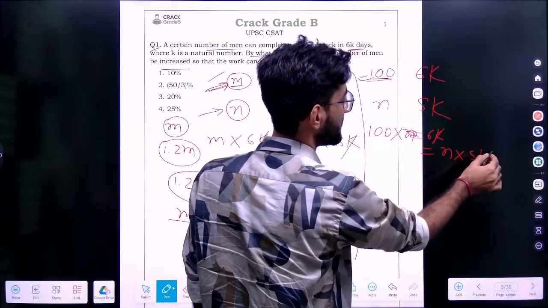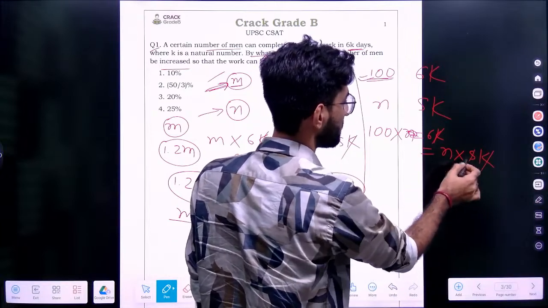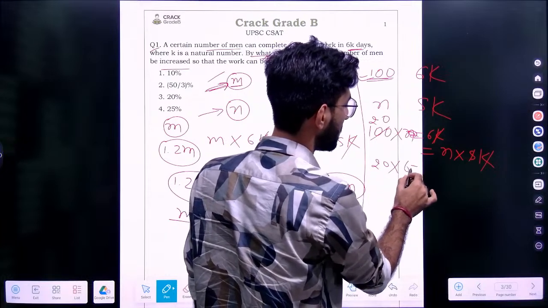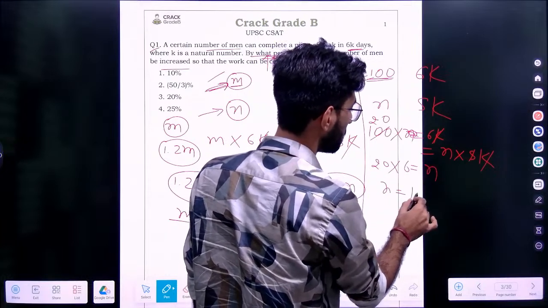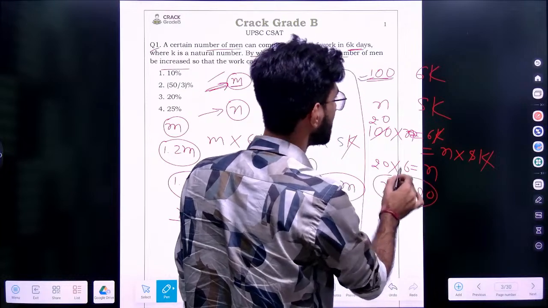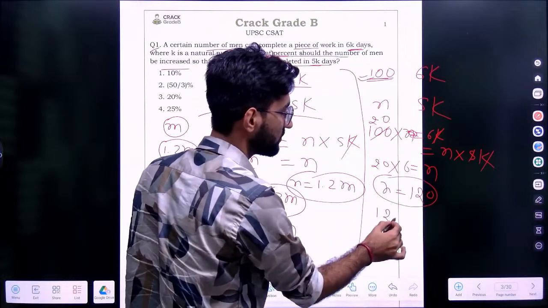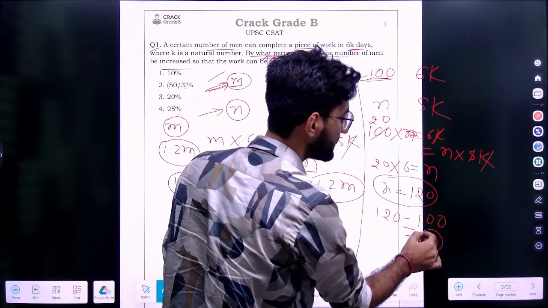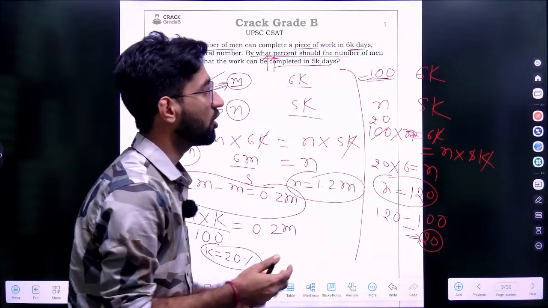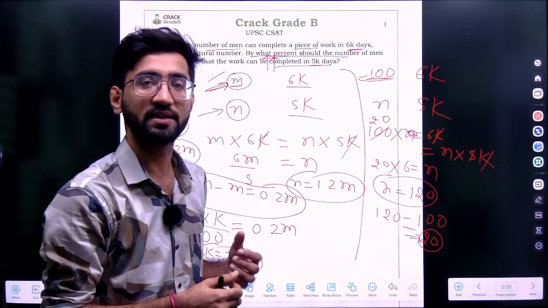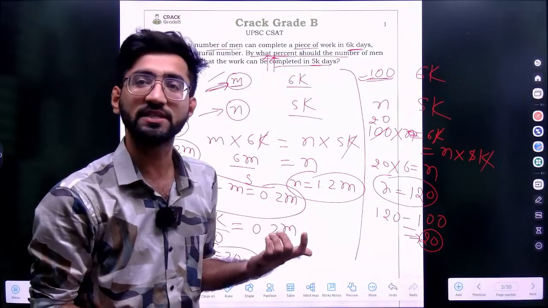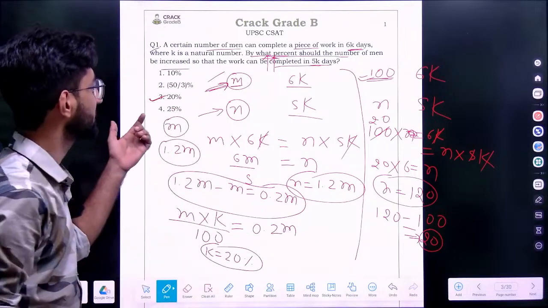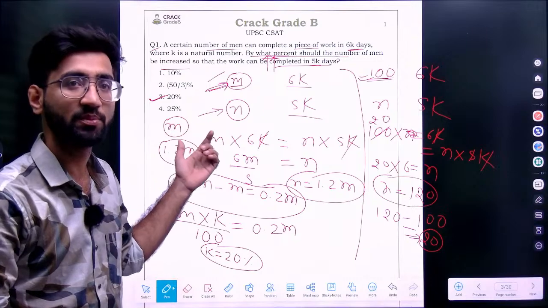So k and k will cancel out each other. So 20 into 6 equal to n, n equal to 120. So what is the increment here? That is 120 minus 100, that is 20. And tell me, 20 is how much percentage of 100? 20 is 20 percentage of 100. So what is the correct answer for this question? That is option third, and that is 20 percentage.